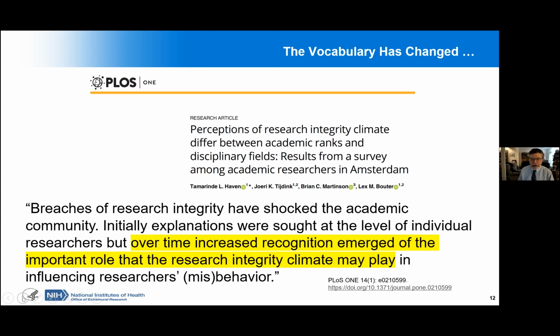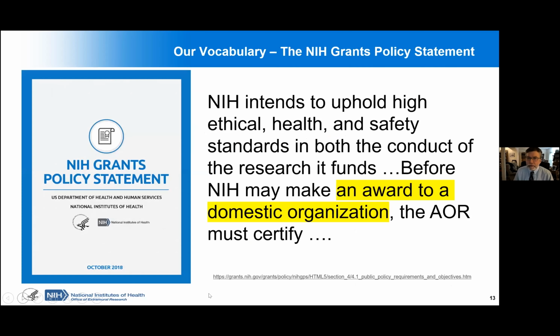But the reason why I'm bringing this out is something that appeared in the early text of the paper. Breaches of research integrity have shocked the academic community. Initially, explanations were sought at the level of individual researchers, people like John Darcy or a variety of other names. But over time, increased recognition emerged of the important role that the research integrity climate may play in influencing researchers' misbehaviors. In other words, it's not only researchers who must be held accountable, but also institutions. Go to the next slide.